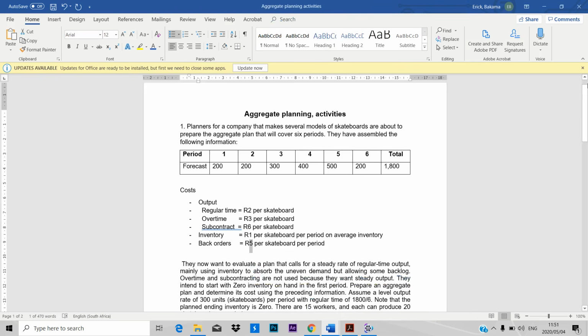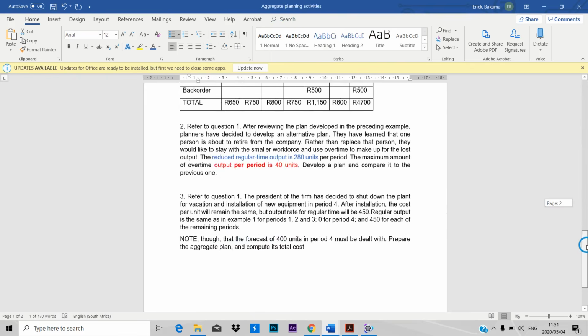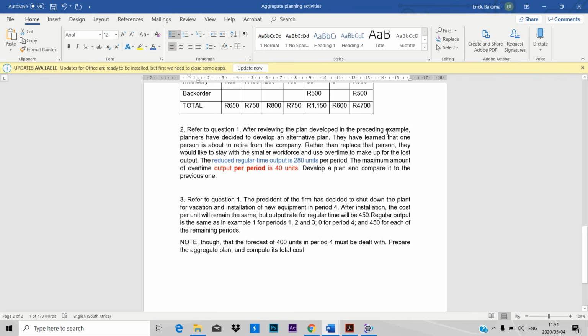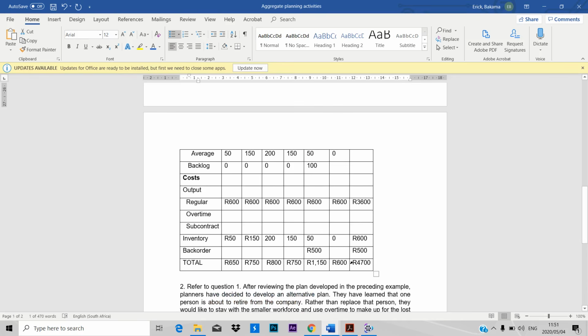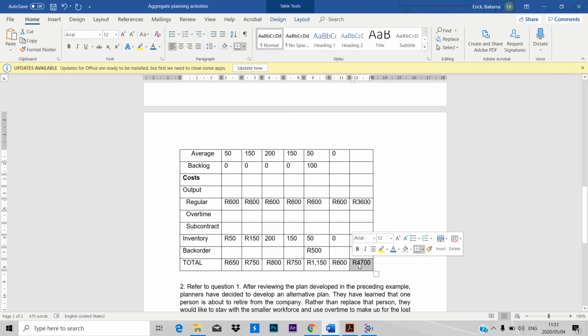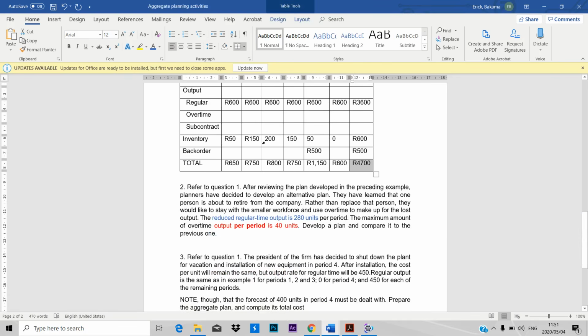exercise, they're saying that one person left. They say that after reviewing the plan developed, they've learned that one person is about to retire. Rather than replace the person, they would like to stay with a smaller group. So in the first exercise, we had one person more, where the company was working normally. Our total was 4,700. But now in the second part, one of the employees left, but yet we were supposed to work. We reduced our regular time, and we also increased the overtime.